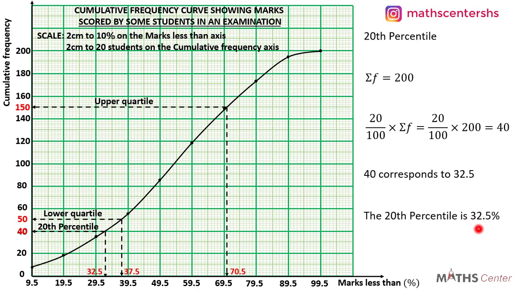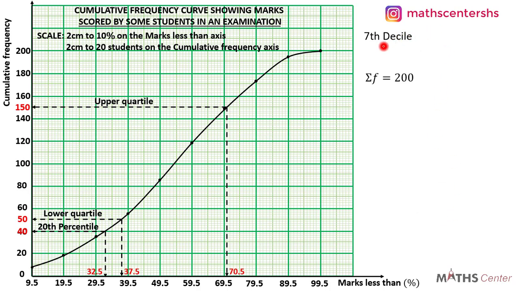Let's look at the last part of the question. It says we should find the 7th decile. We have learned that the nth decile will be given by n divided by 10 times sigma f. So here, the 7th decile will be 7 divided by 10 times sigma f, because n will be 7. So the 7th decile will be 7 divided by 10 times sigma f, which is 200. 7 divided by 10 times 200 is 140.